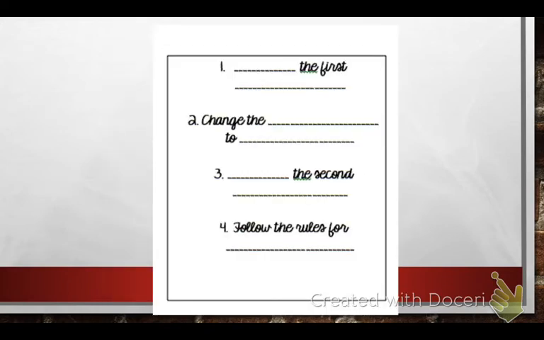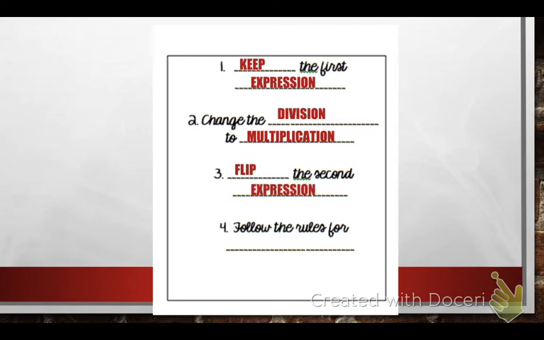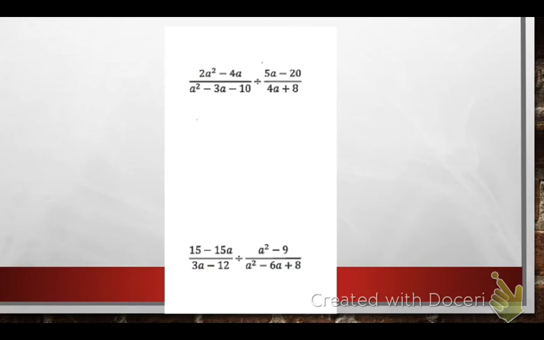When we divide, we're going to use the same process that we learned for dividing fractions. We keep the first expression. We change it from division to multiplication. So now it's the same thing that we just learned. We flip the second expression: keep, change, flip, and then you follow the rules for multiplication. So we're just going to rewrite all of the division using our multiplication rules, or division rules for fractions.